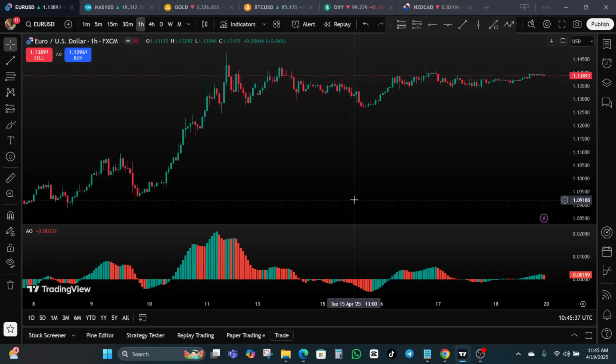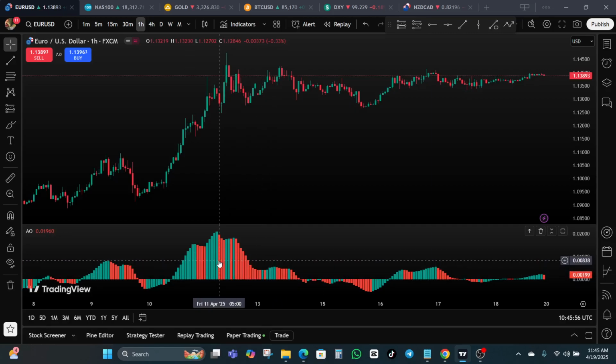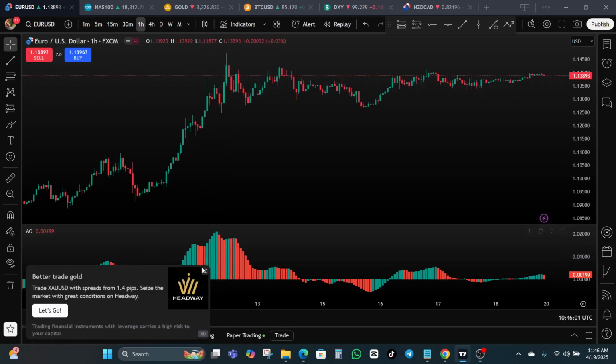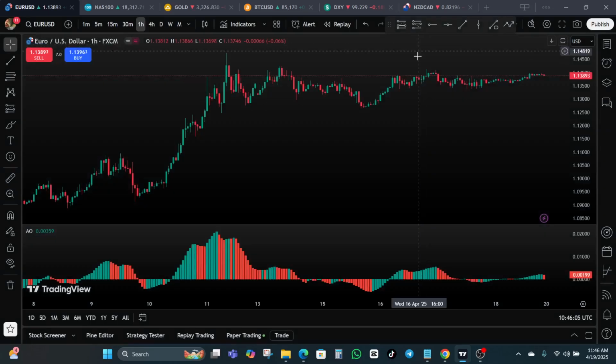First of all, let us break it down. The Awesome Oscillator is a momentum indicator that measures the difference between a 34 period and a 5 period simple moving average. It appears as a histogram that flips from green to red and vice versa depending on momentum shifts.